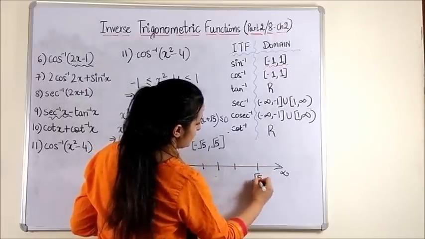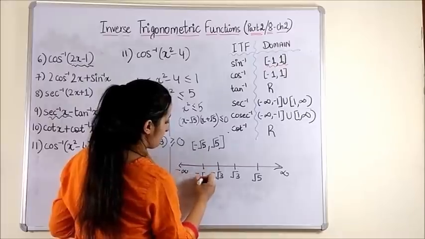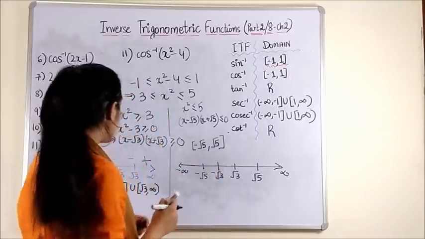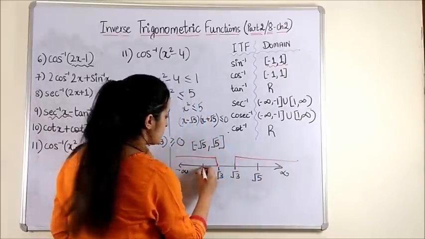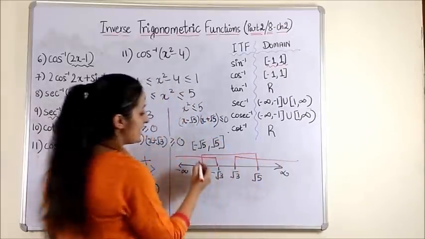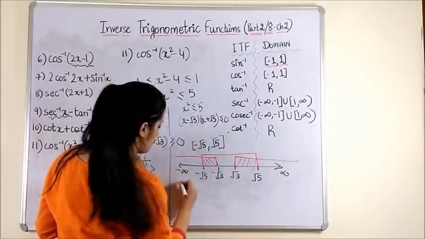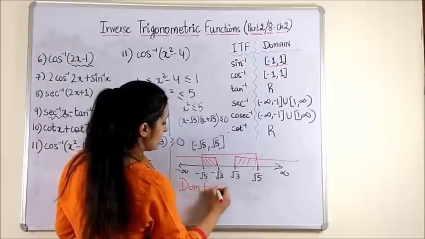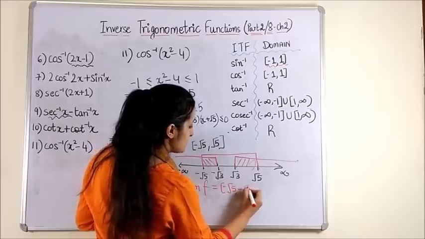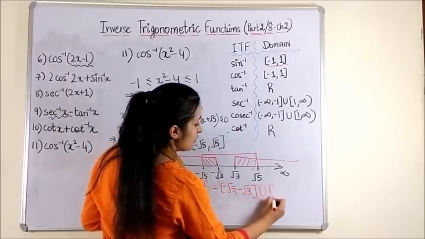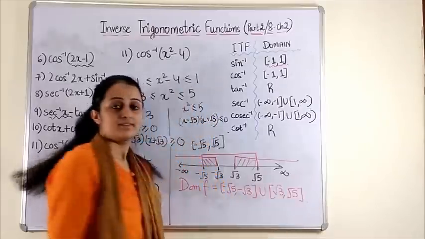alright, so I have root 5 here, root 3. That's it. So the first one gives us these extreme intervals, and the second expression gives us this. So whatever is the common part between them is your final answer. So the domain for the given function over here is minus root 5 to minus root 3 union root 3 to root 5. That's it.